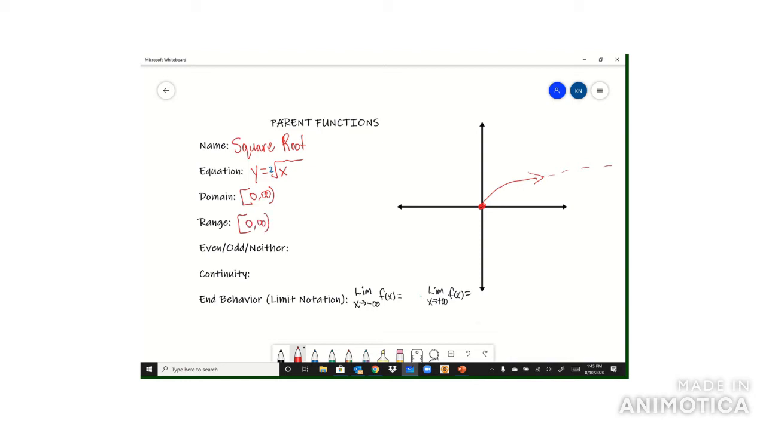Square root function is neither even or odd. And it is continuous. But having said that, you have to kind of specify it's continuous along defined values. Okay, the end behavior. On this one, you're only going to focus on the end behavior if you go right, because if you go left, it kind of stops at 0 anyways. So if you go right, it's going up to positive infinity.